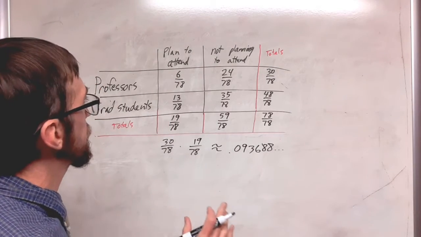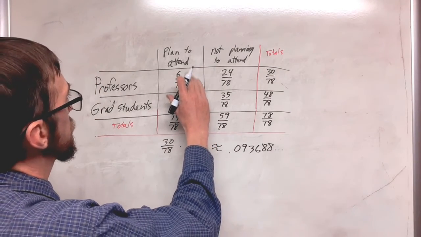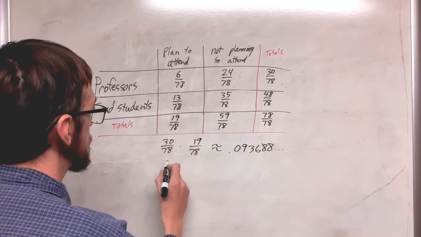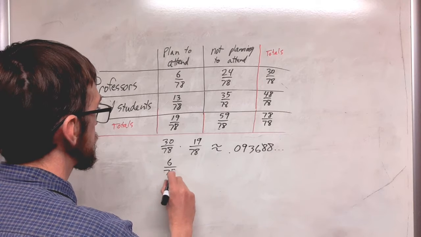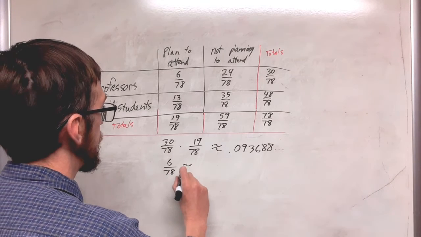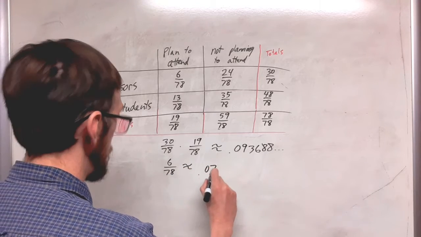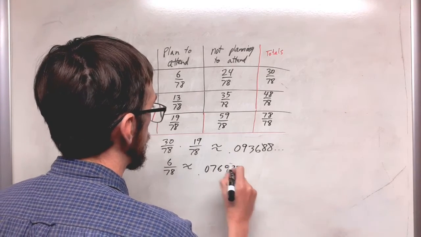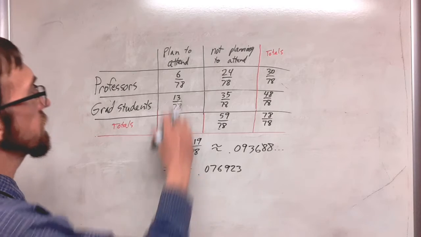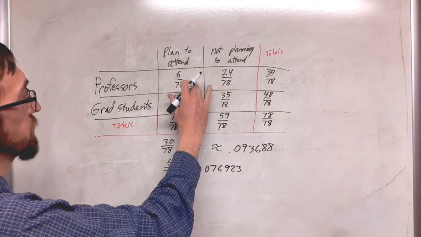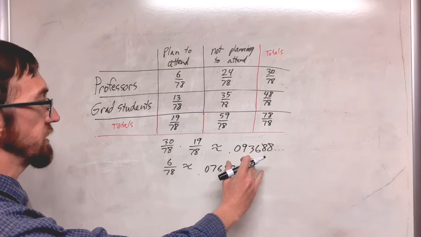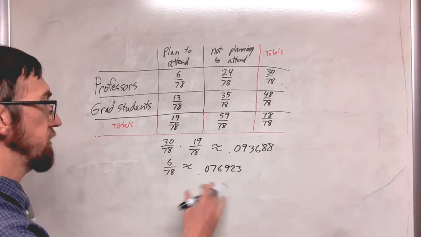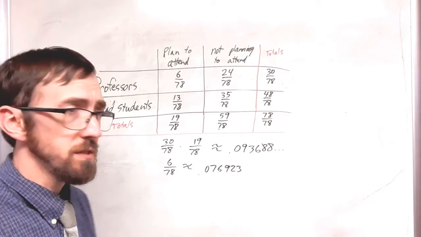If we look at the actual value here, there are 6 out of 78 that plan to attend. So 6 out of 78. If we divide that, we get 0.076923. If this was an independent probability, it should match this. It is close. We have 9% and about 8%, but it's not exact.